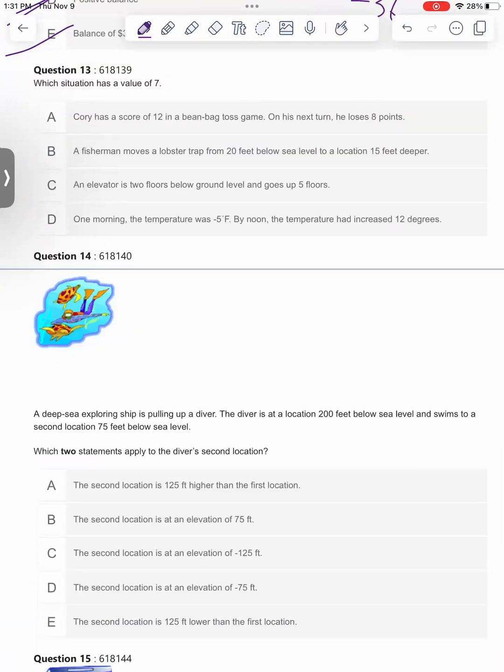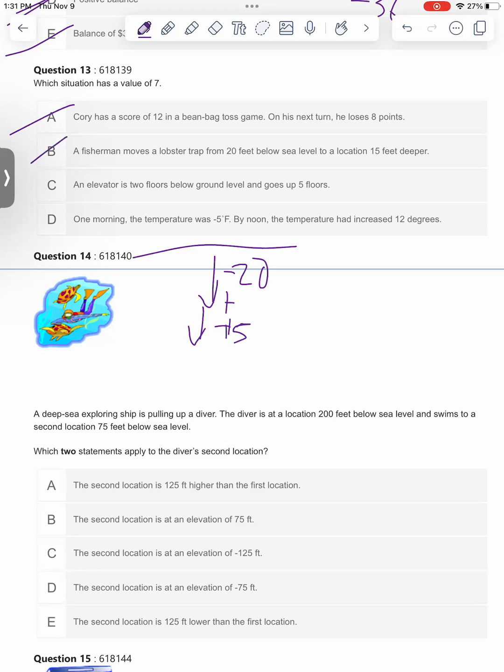Value of 7. Corey has a score of 12 in a beanbag toss game, and then he loses 8 points. Now he has 4. Fisherman moves a lobster trap from 20 feet below sea level to a location 15 feet deeper. So he's actually at negative 20, and he goes down 15 feet more. So now he's negative 20 plus negative 15. So he's at negative 35.